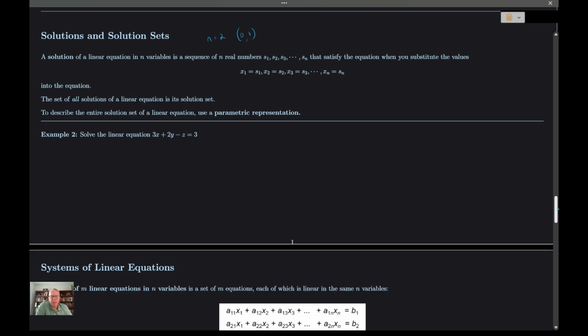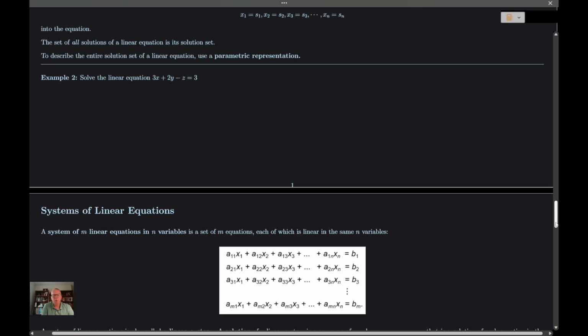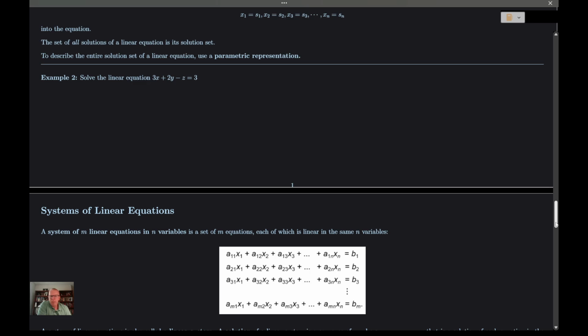So to describe the entire solution set of a linear equation, use a parametric representation. And we'll see what that is in just a minute. So let's look at this number 2. We have 3x plus 2y minus z equals 3. And so I'm sure you're aware that when you have one equation with multiple variables, there's not just one solution. Either you have no solution, possibly, or you have infinitely many.